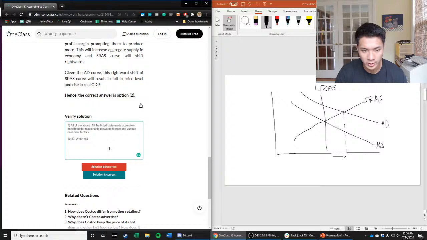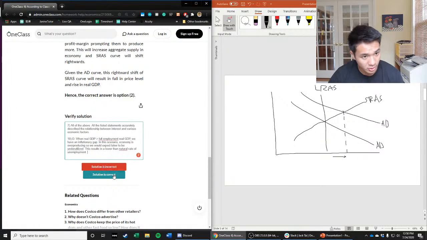When real GDP is greater than full employment real GDP, we have an inflationary gap. In this scenario, the economy is overproducing, so we would expect labor to be overutilized. This results in a lower than natural rate of unemployment.